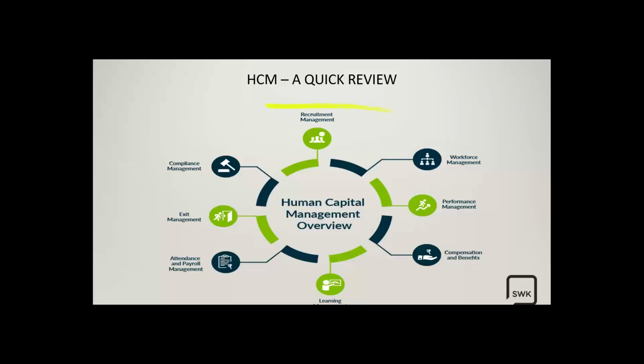Attendance and payroll management is a pretty big one. If you look, between attendance and payroll management and workforce management, I think those are the three pillars of an HR system, right? To me, it's what's the single truth for your employee data, your employee information. That's what lives in workforce management.